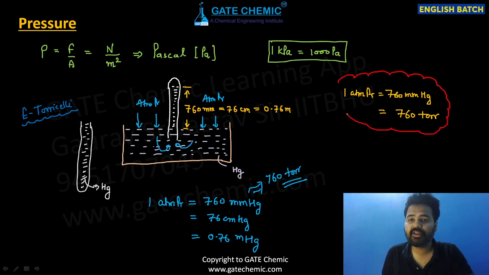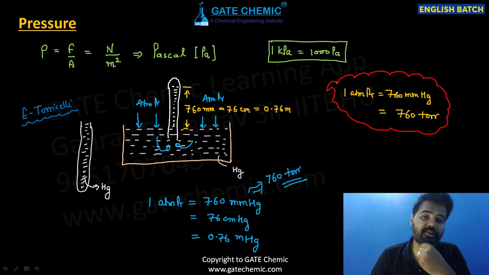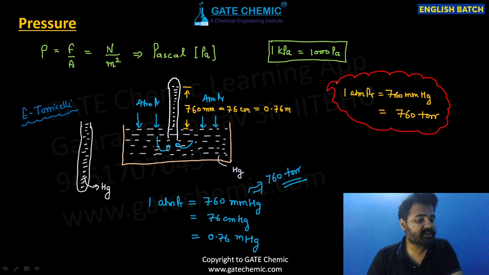I hope each and every student is crystal clear and knows how 1 atmospheric pressure equals 760 mm of Hg. Please tell me, my dear students, is it crystal clear to all of you? Shall we move forward to the next unit of pressure? Okay, fantastic, mind-blowing, super.